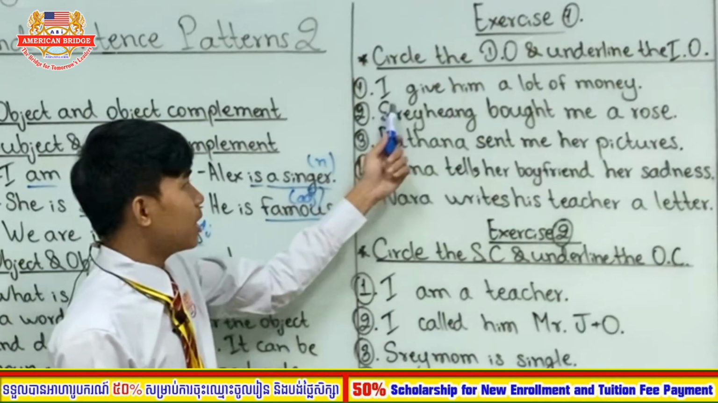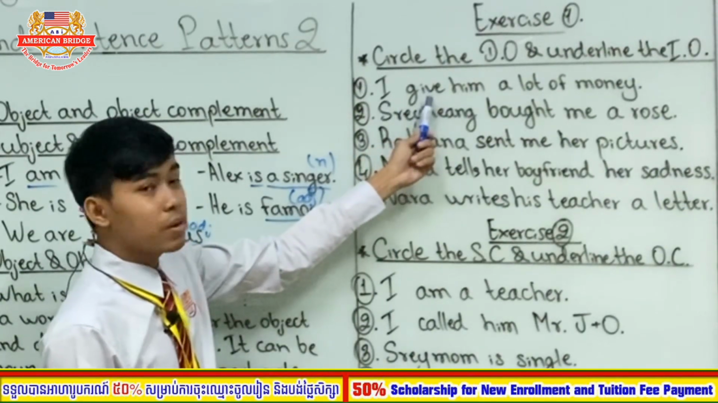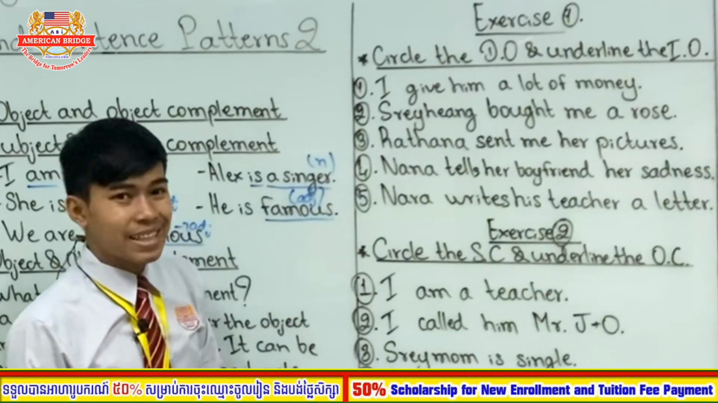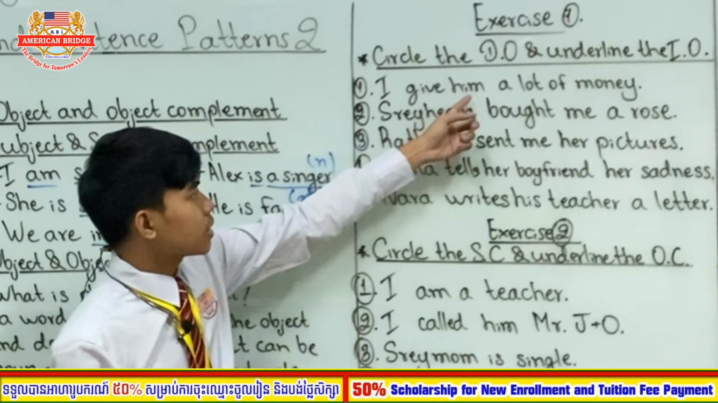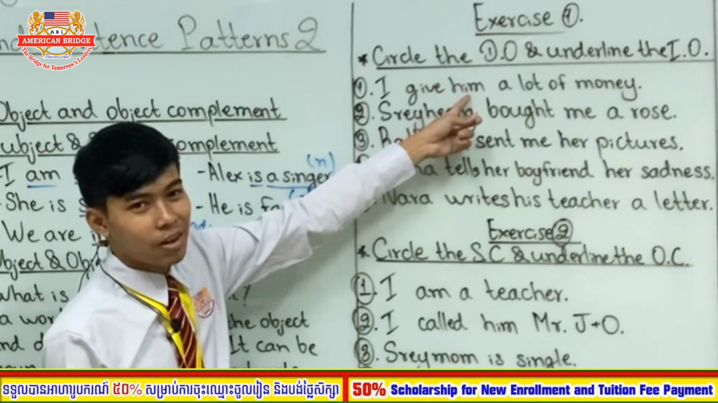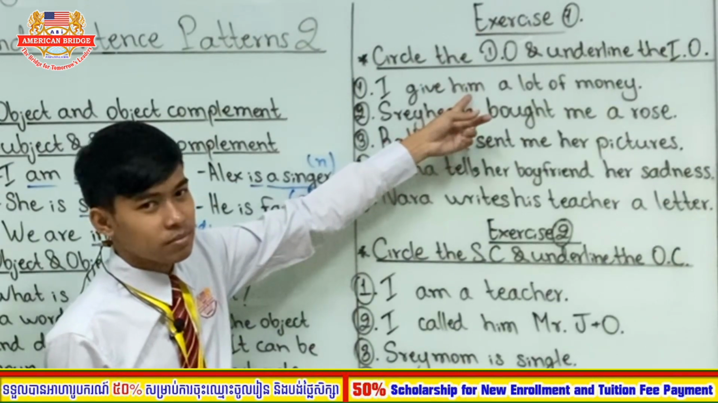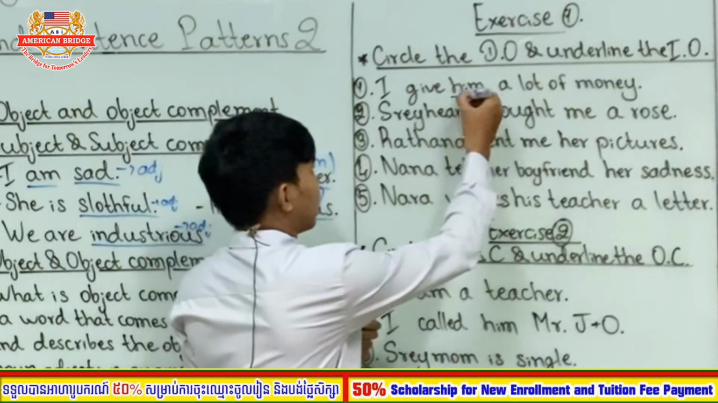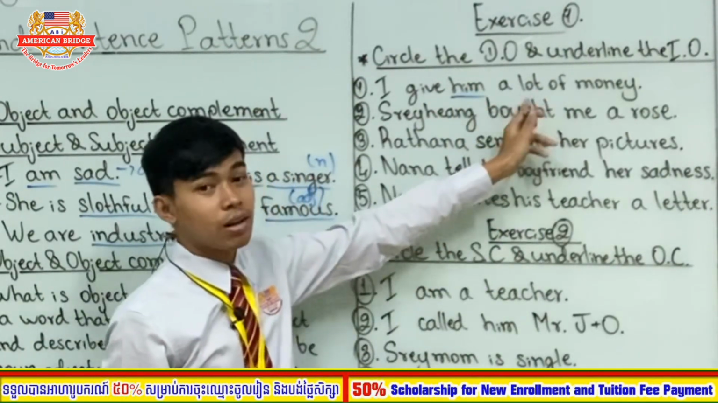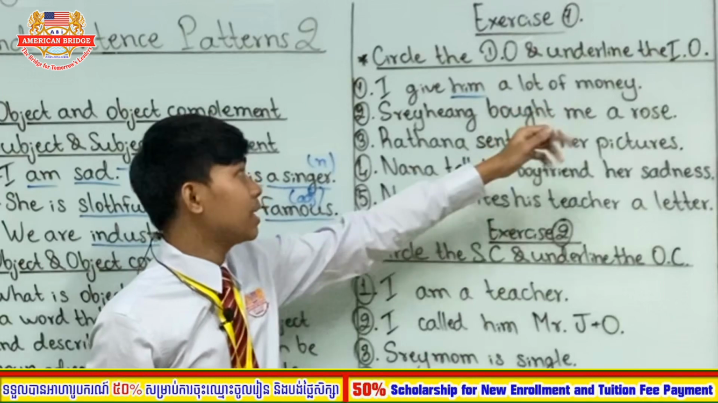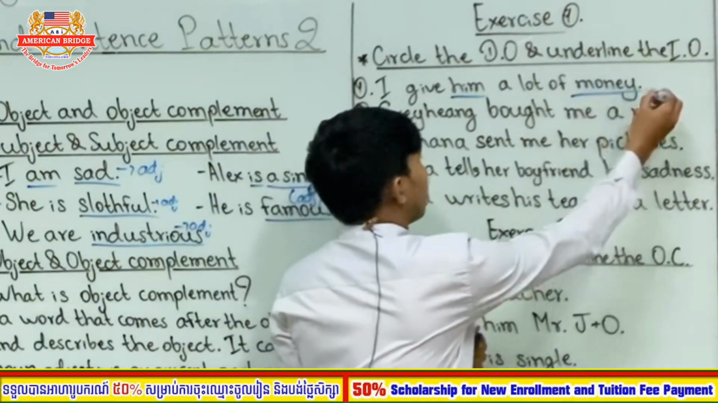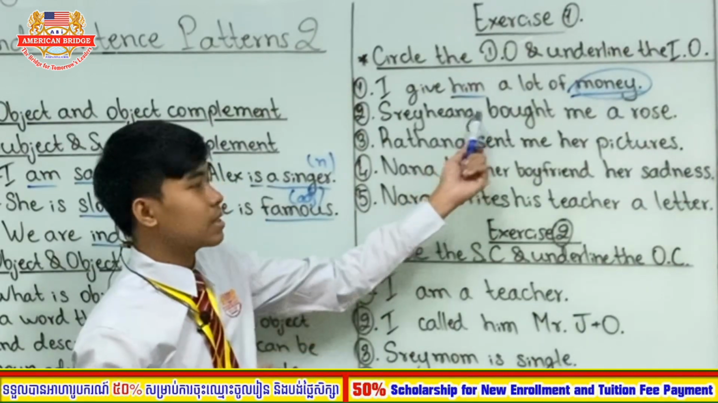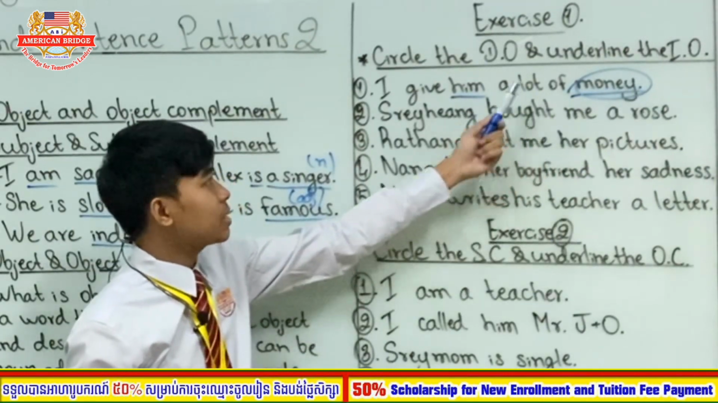So I here is a subject, right? Give here is a verb. How about direct object and indirect object? Him here is it direct object or indirect object? Him here is indirect object, right? We have to underline. And a lot of money, or you can say only money, is direct object. Why? I'm sorry, circle. Why do I say him is an indirect object and money is direct object?